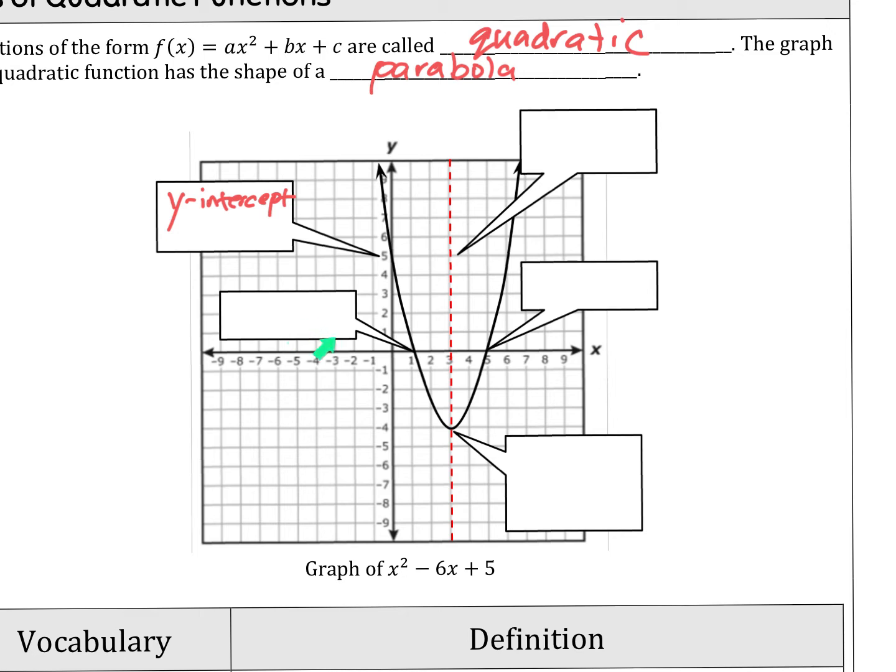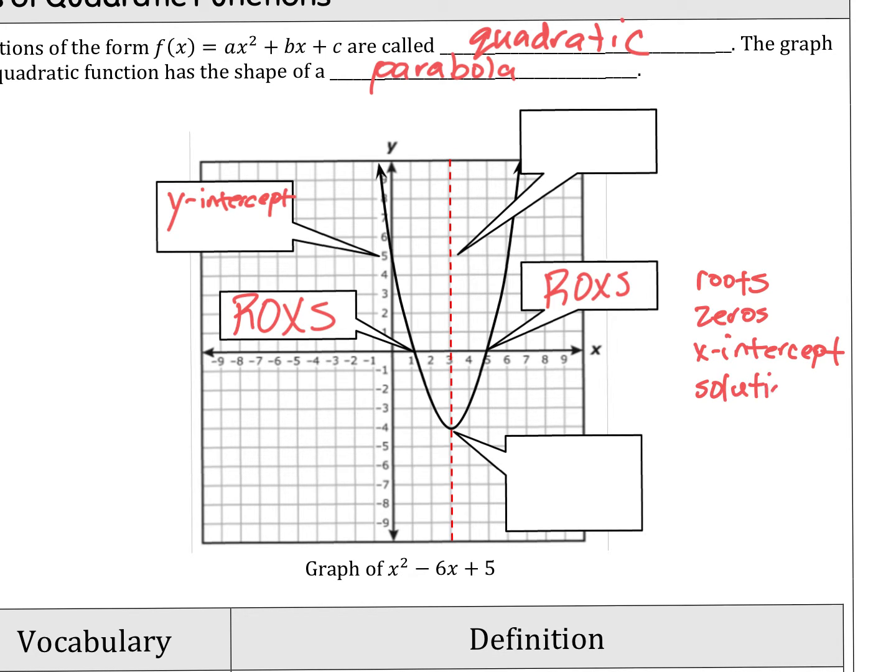All right, where the graph crosses the x-axis. Do y'all remember what that's called? It is called the x-intercept. Now, there will be a couple words or meanings for this. I'm going to go ahead and write, we're not going to write x-intercept. Go ahead and write ROXS, R-O-X-S. And what ROXS means is roots, zeros, that's what the O represents in ROXS, x-intercepts, and solutions. All four of those mean the same thing.